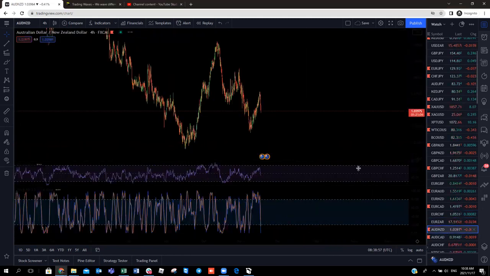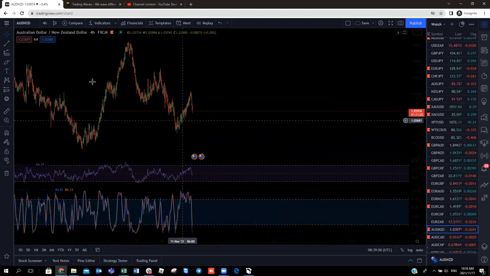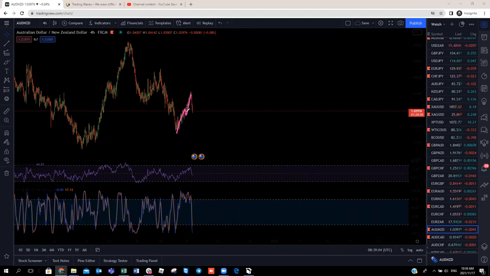Aussie New Zealand. Okay, so Aussie New Zealand, look at how this one has pushed to the upside. This is a 3-wave pullback. Expect this one to continue lower. It has also broken lower than the structure, so we expect this one to continue lower here.